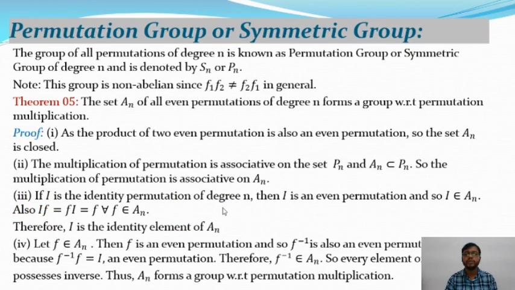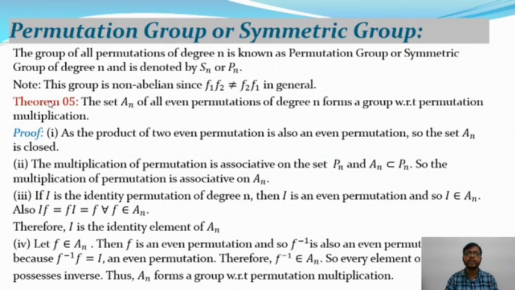So in this slide we will discuss the permutation group or symmetric group. So here is the definition. The group of all permutations of degree n is known as the permutation group or symmetric group of degree n, and it is denoted by Sn or P of n. So this group is non-abelian since f1 f2 is not equal to f2 f1 in general. Okay, and I have already discussed this in the beginning of this lecture.